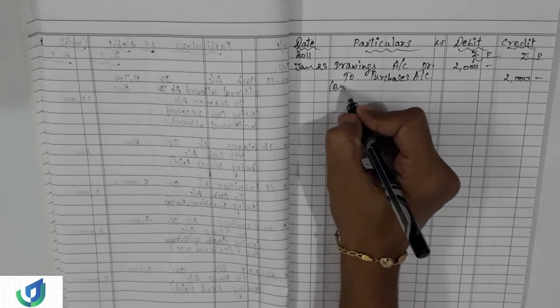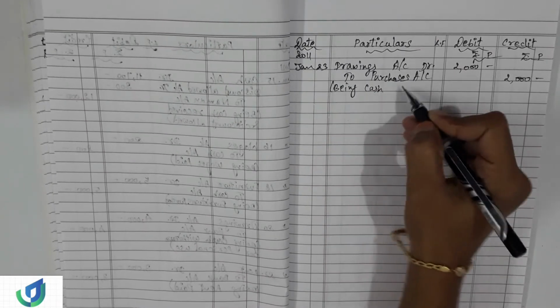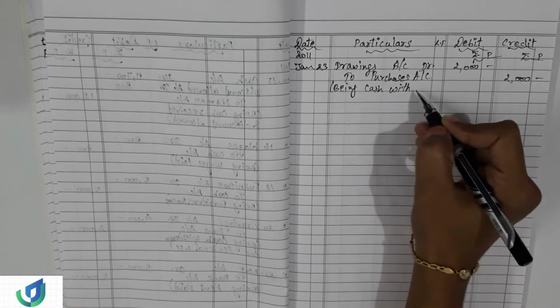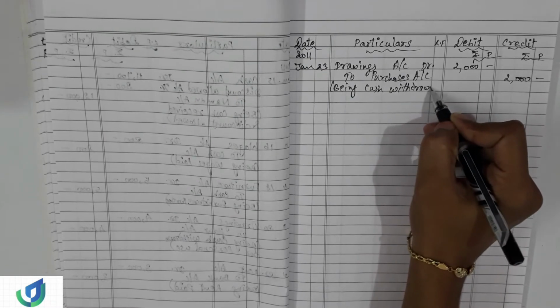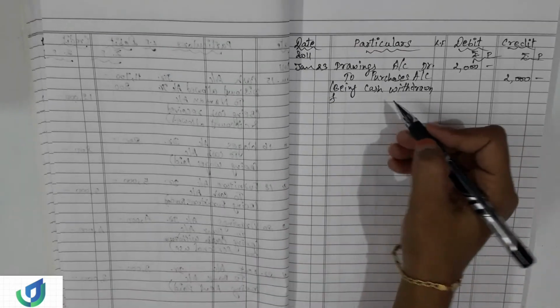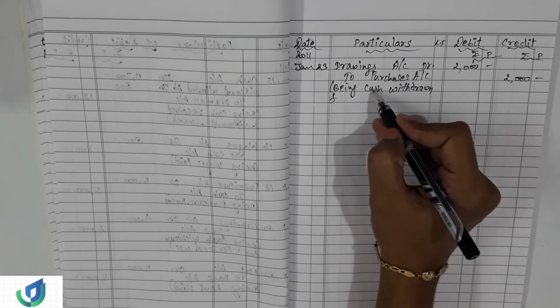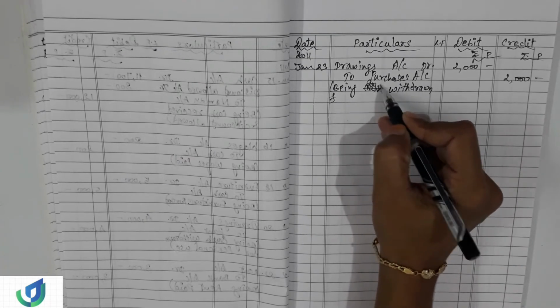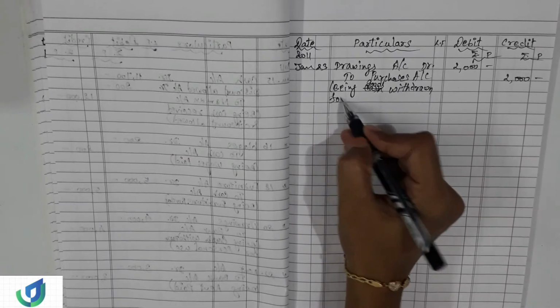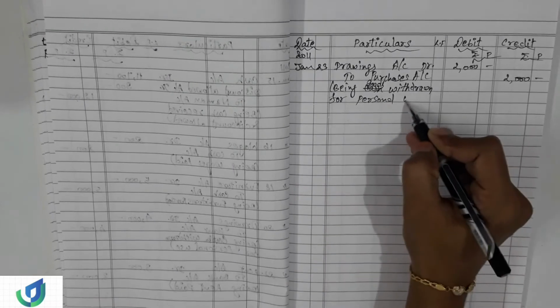So here we did not write the narration, right? Being cash withdrawn for, here I'm sorry, here we did not withdraw cash, right? So being goods withdrawn for personal use.